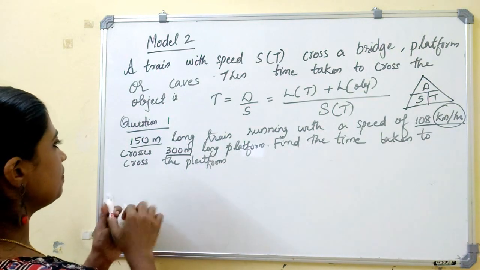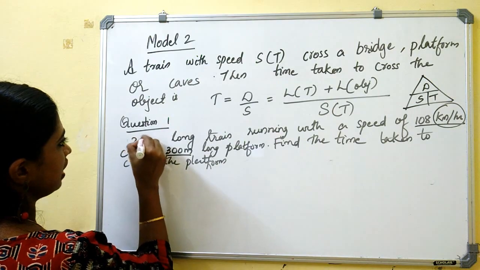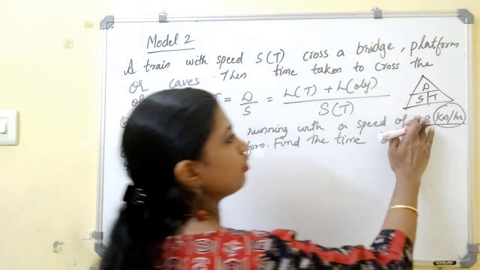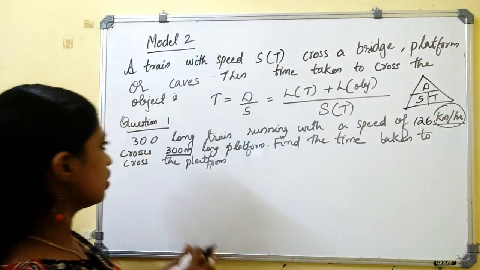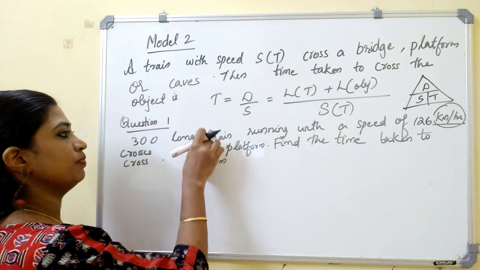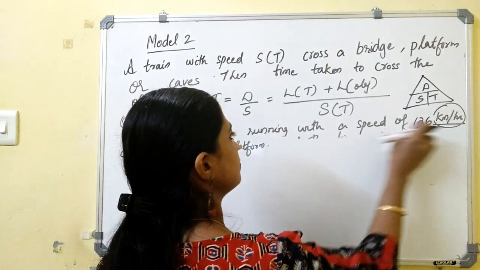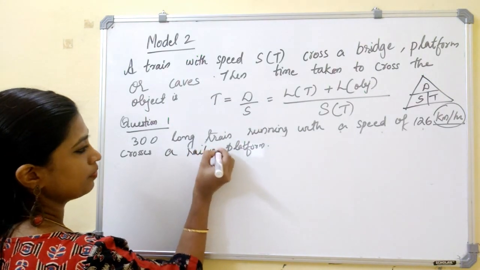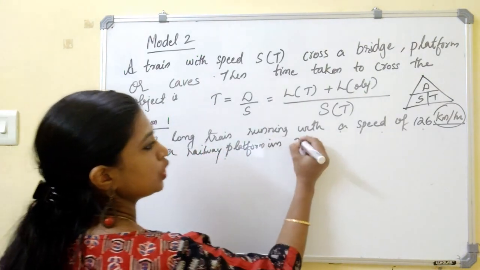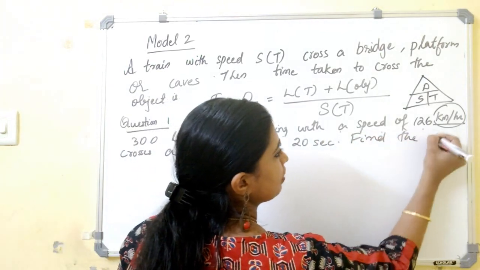This is the next problem. A 300 meter long train running with a speed of 126 km per hour crosses a railway platform in 20 seconds. Then find the length of the platform.